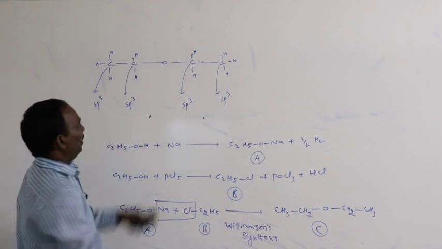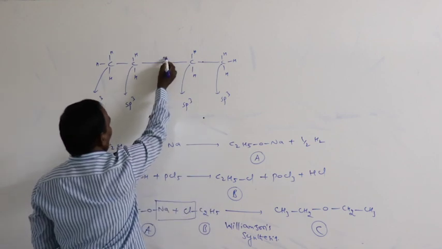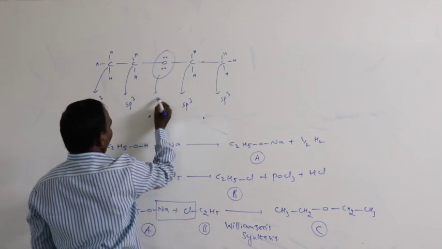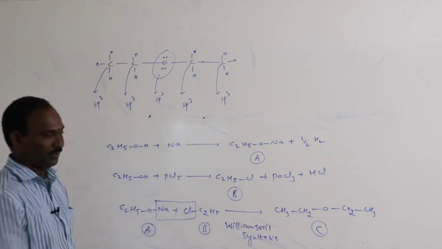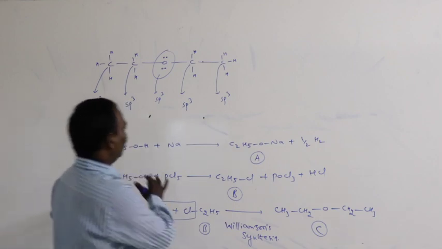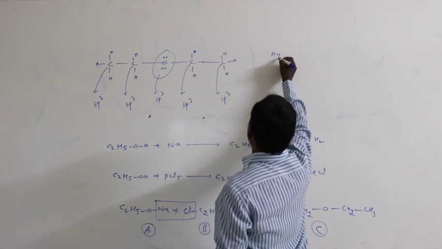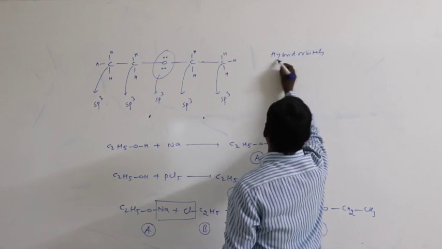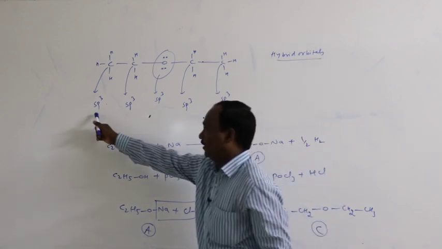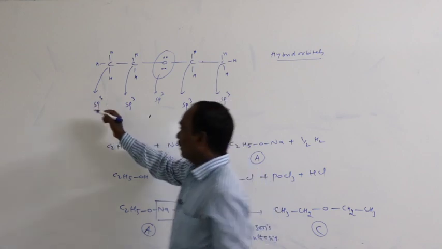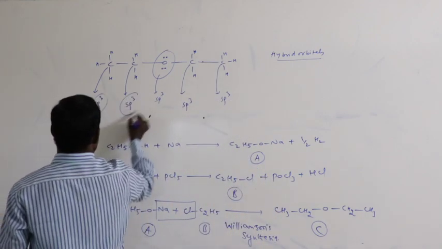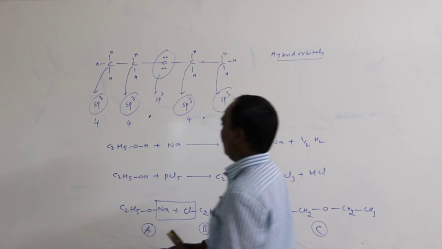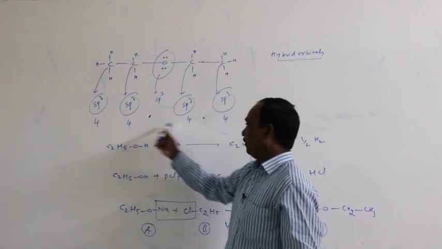What about the oxygen? Around oxygen 2 sigma bonds plus 2 lone pairs of electrons are there. Therefore, it also participates in sp3 hybridization. So, how many hybrid orbitals are involved? Hybrid orbitals: sp3 means 1 s orbital, 3 p orbitals, total 4. Carbon hybrid orbitals 4, 4, 4, 4.